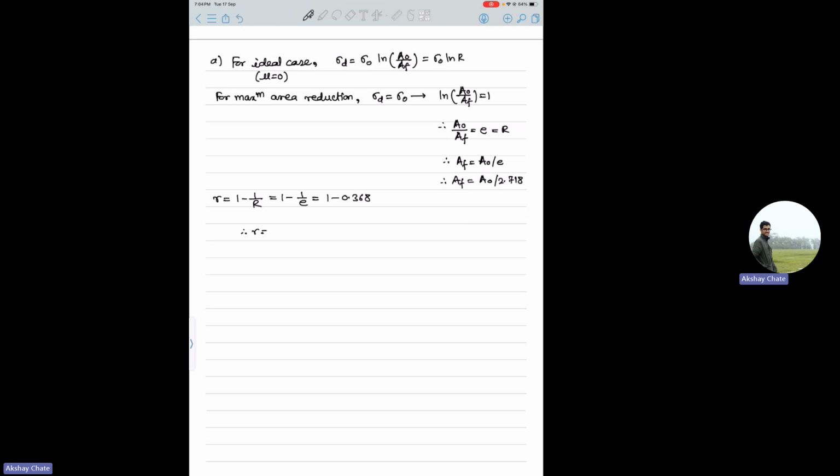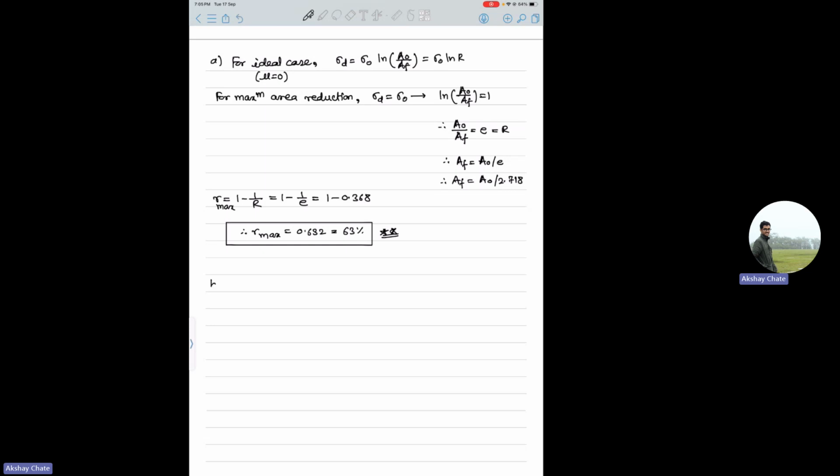So therefore r, which is nothing but the fractional area reduction maximum, so this is actually r max. This is not any r, it is the maximum that is possible. r max is 0.632, right, or roughly speaking 63.2, but if you round it off, it will be around 63%. Okay, so this is a very important result. Many competitive exams will ask one-liners like this.